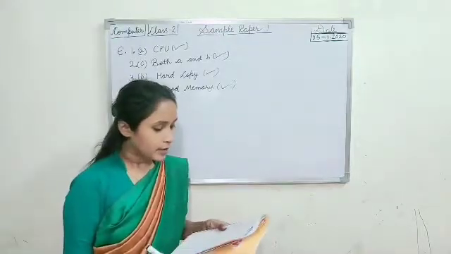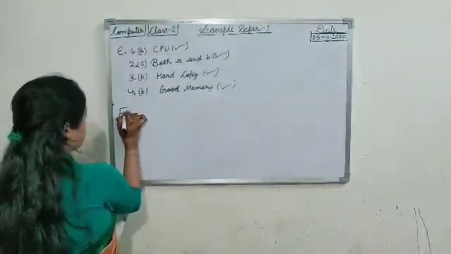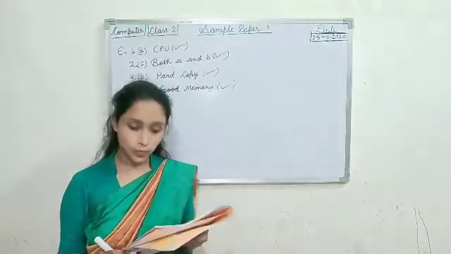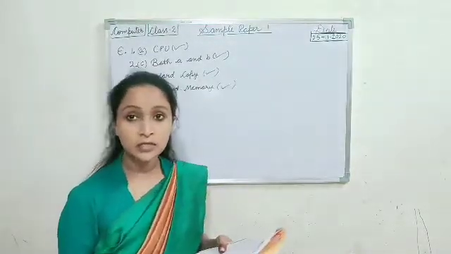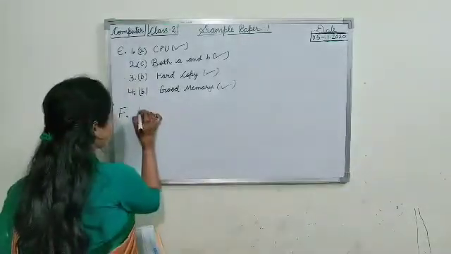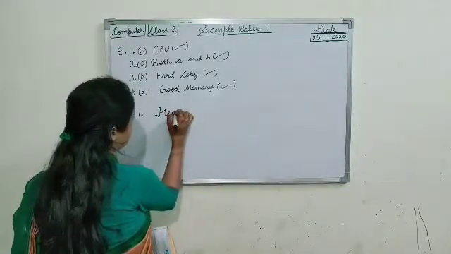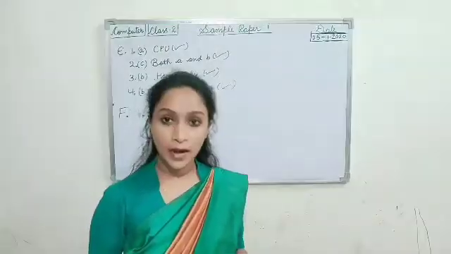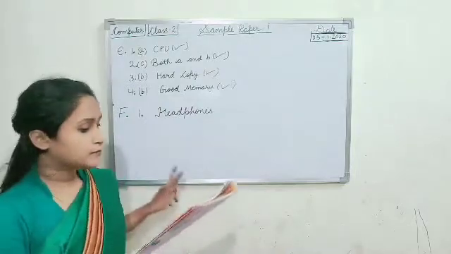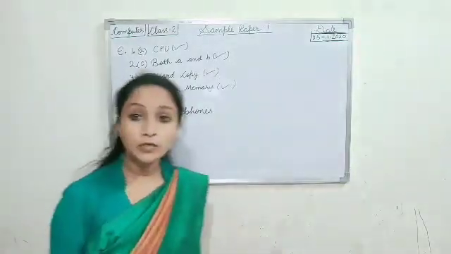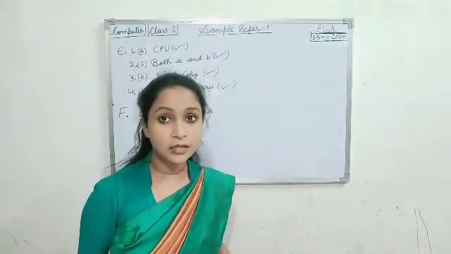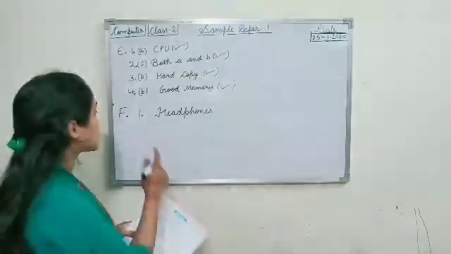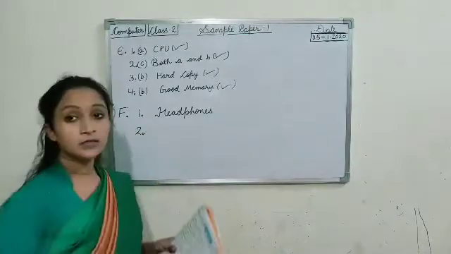Clear? F, answer in one word. Okay. Which device do we use to listen to music without disturbing others? So, which device? Headphones. First answer, headphones. Understood? I taught you headphones are used to listen to music without disturbing others, and it is worn over the ears. Okay? Clear? Do you remember it?